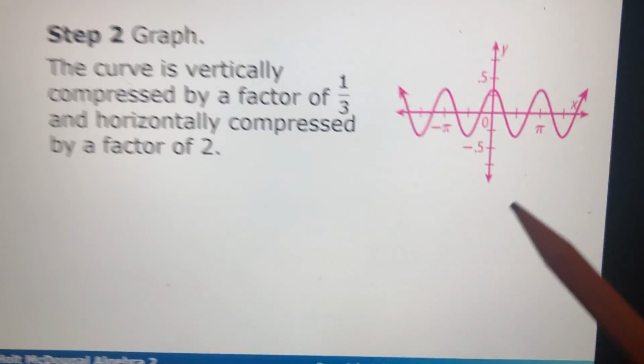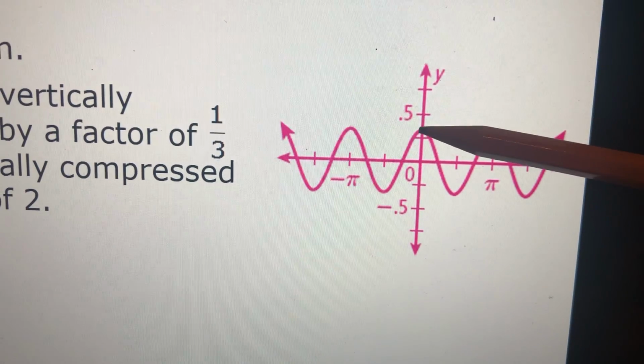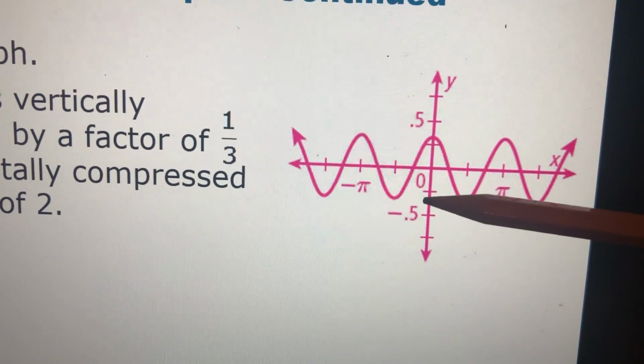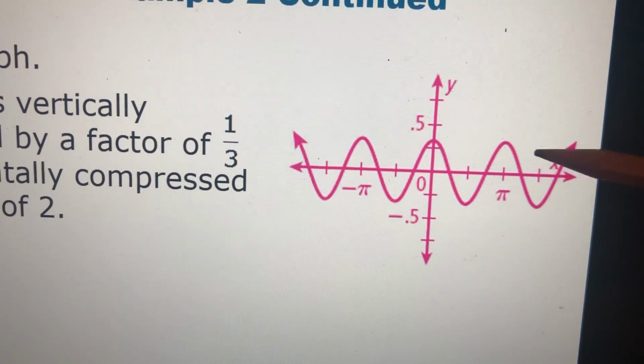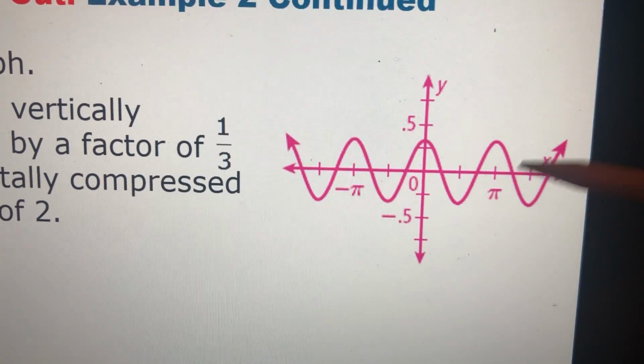My amplitude, where is it? Here we go. My amplitude was 1/3. So you can see here's 1/3 positive. Here is 1/3 negative. So that means that's as high and low as the graph's going to go. It's going to stay between positive 1/3 and negative 1/3. Okay?